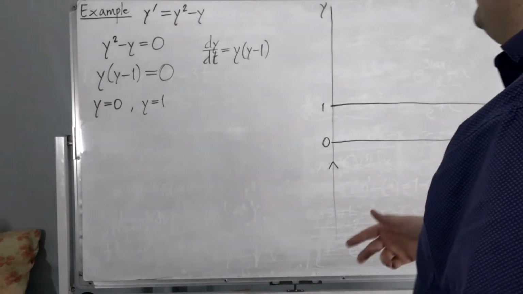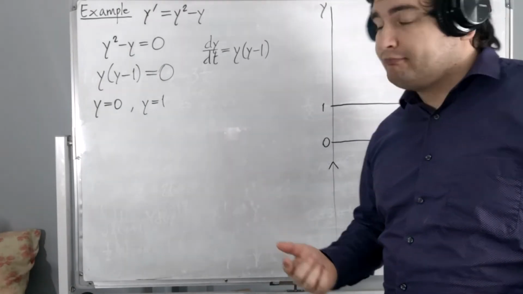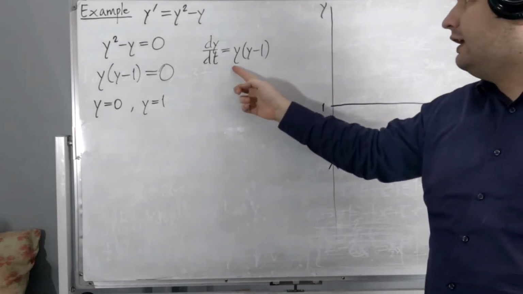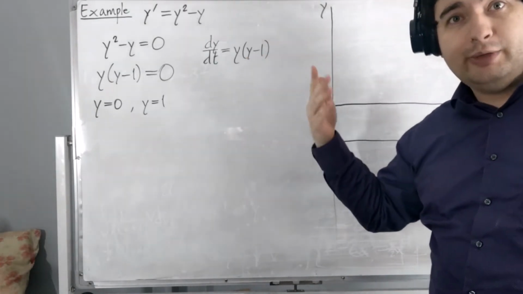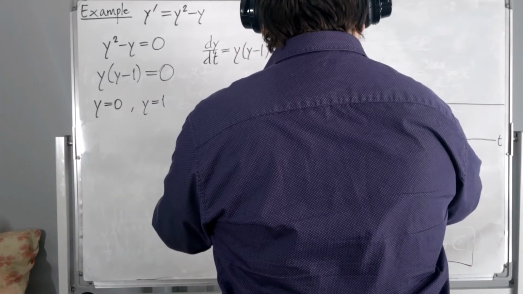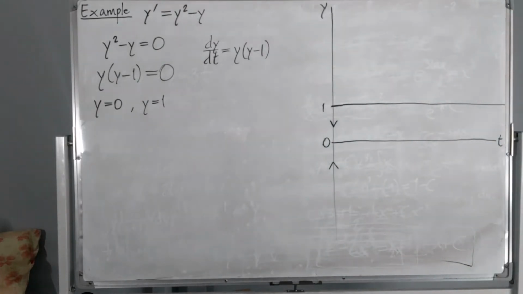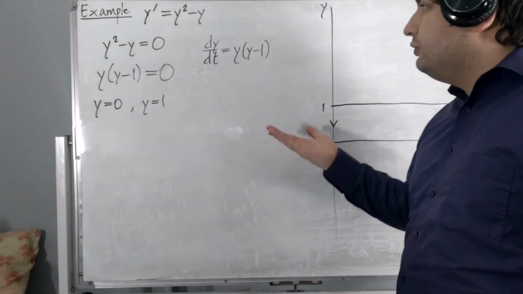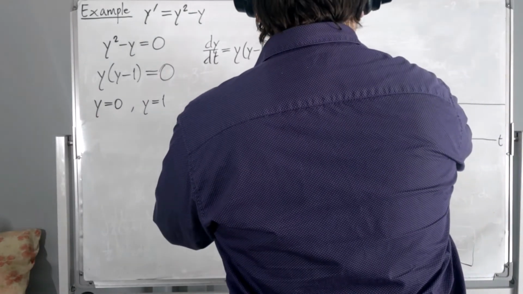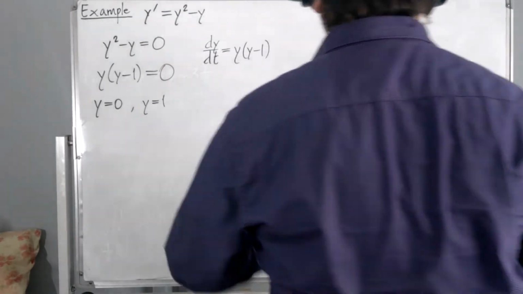Next, if you take something between 0 and 1, like 1/2, is this going to be positive or negative? Well, let's see here. 1/2 times negative 1/2, so that's going to be negative. So in the region between 0 and 1, we have a negative derivative, and therefore the solution curves will be moving downward. And then finally, if you have something larger than 1, like 2, you have 2 times 1, which is positive. And so in this region, we have a positive first derivative.